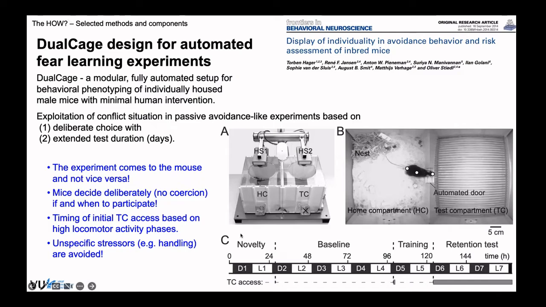In the timeline, you see we exposed the animal to the new home compartment. We habituated the animal for 3 days to the home compartment. Then we opened the door for the training session. Then when the animal returned immediately, we closed the door. Then we have the consolidation time, and then we performed the retention test. And now I will show you data from different parts of this experiment.